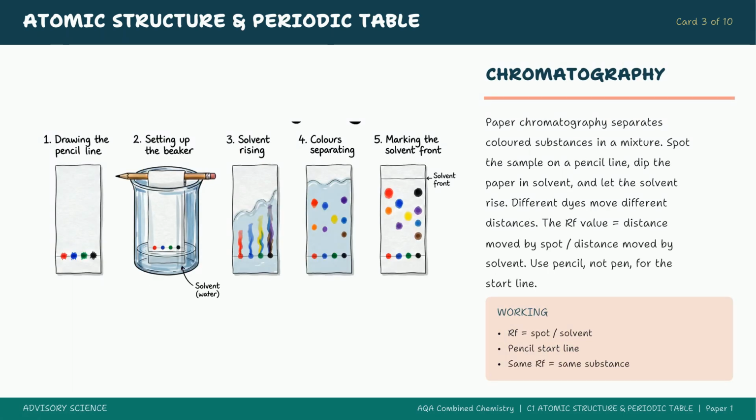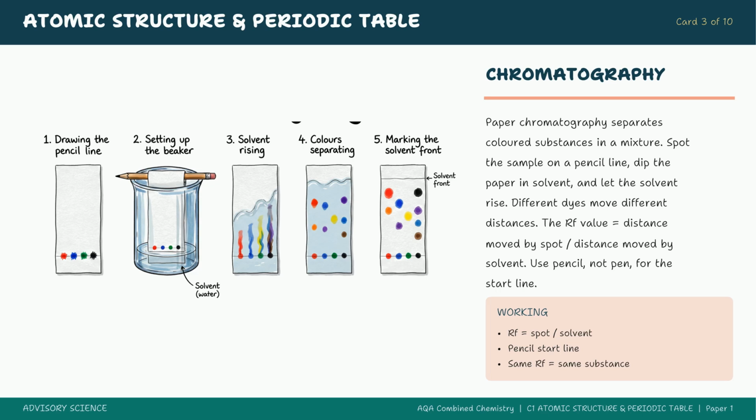Chromatography. Paper chromatography separates different coloured substances in a mixture, like dyes in a pen. Draw a pencil line near the bottom of the paper, put a spot of the ink on it, and dip the paper in solvent. The solvent rises and carries each dye a different distance. The RF value is the distance moved by the spot divided by the distance moved by the solvent. And an example of the solvent would be water or perhaps ethanol.